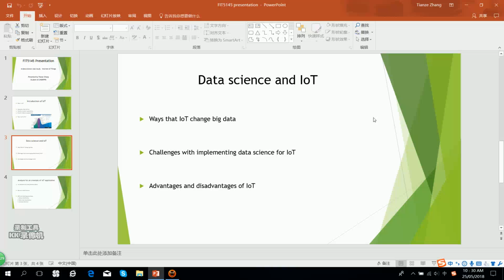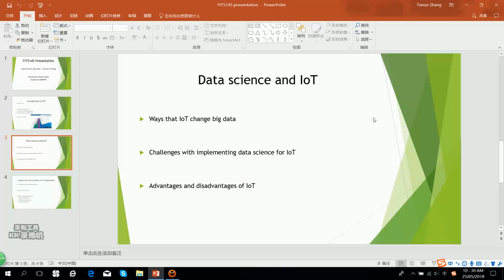Next part is about the relationship between data science and IoT. The first way that IoT changes big data is quality data. We need to extract the quality data collected by IoT devices. Not all the data is useful. We need to know what kind of data we want from the data collected by IoT devices.